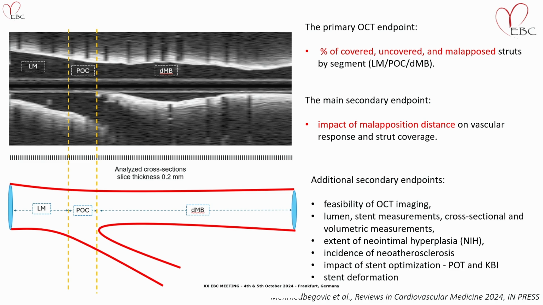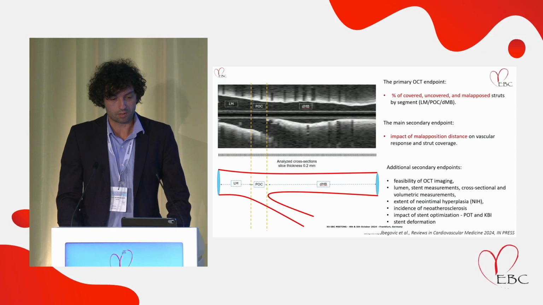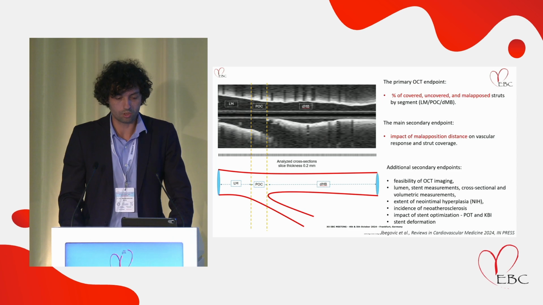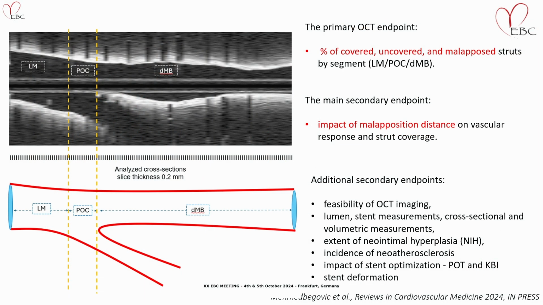How we conducted the analysis: we divided the treated segment into 3 subsegments. This is the left main, polygon of confluence, and distal main branch. We analyzed every cross-section, so it's 0.2 millimeter slices. And the primary point of our analysis was the percentage of covered, uncovered, and malapposed struts by segment.